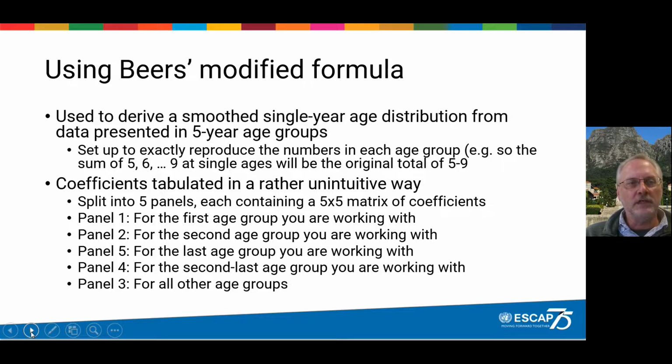The coefficients which Beers derived in order to implement his modified formula are unfortunately tabulated in a rather unintuitive way. The coefficients are split into 5 panels, each containing a 5x5 matrix of coefficients. The first panel, panel 1, will be used for the first age group you are working with. The second panel for the second age group you are working with. The very last panel, panel 5, will be applied for the last age group you are working with, and panel 4 for the second last age group, which is subject to consideration. And we'll use panel 3, the middle panel, for all the other age groups.